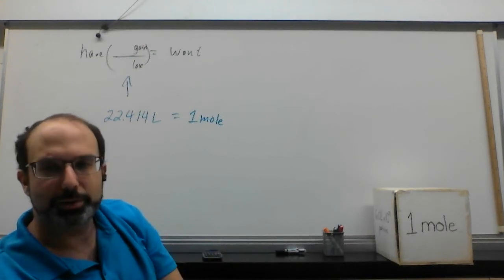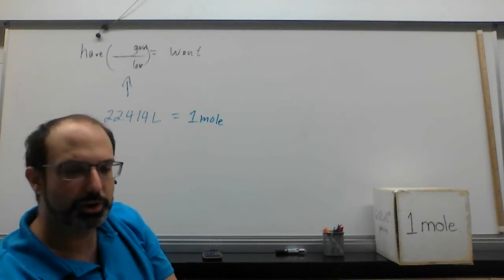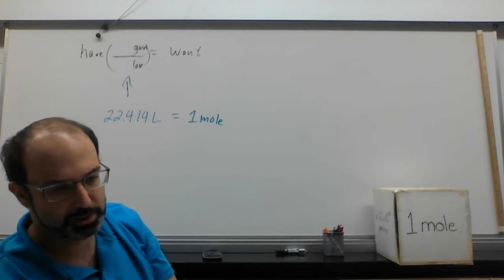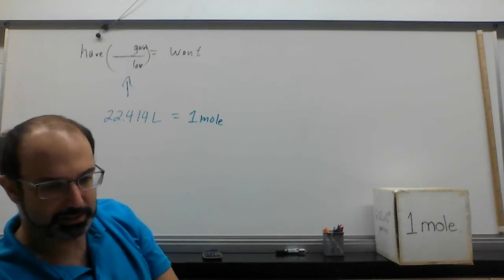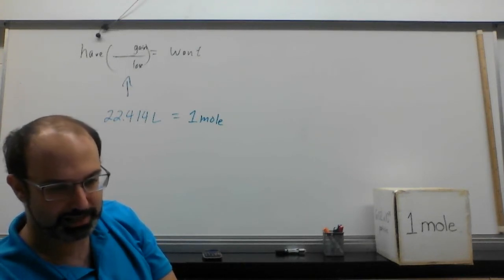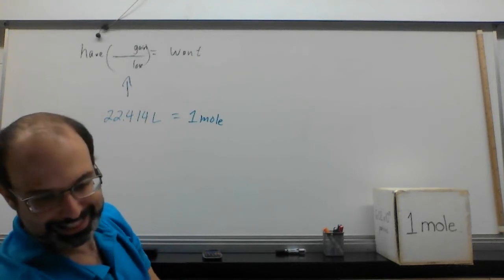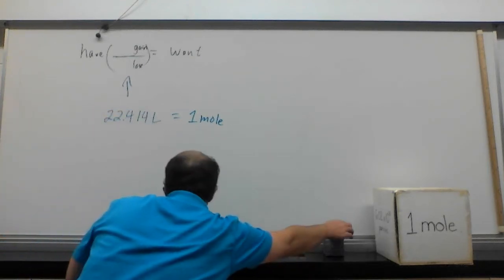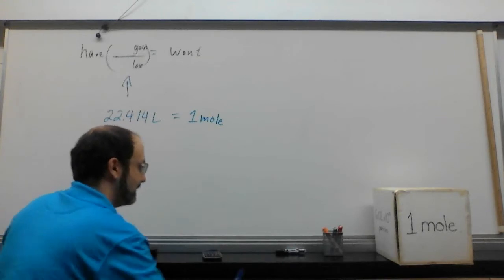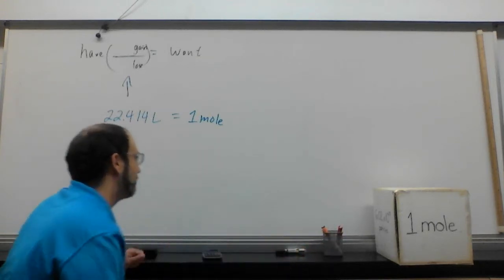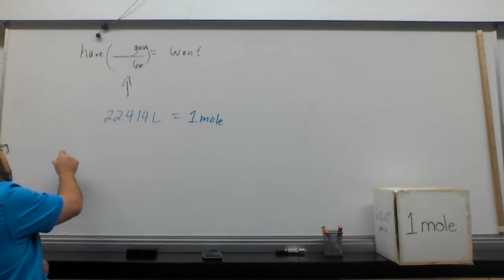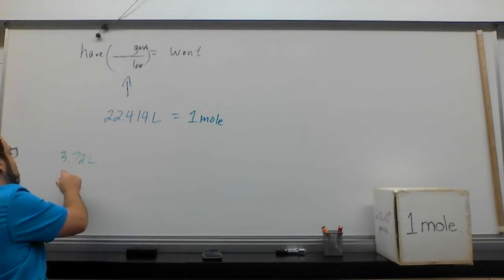But let's do some math with it, because that's what we've been doing in this unit, right? We're going to turn this into some math. So if we see here, we've got an example. Calculate the number of moles in a sample of gas that has a volume of 3.72 liters. All right. So let's use green. Sure, why not? So we've got 3.72 liters of a gas.